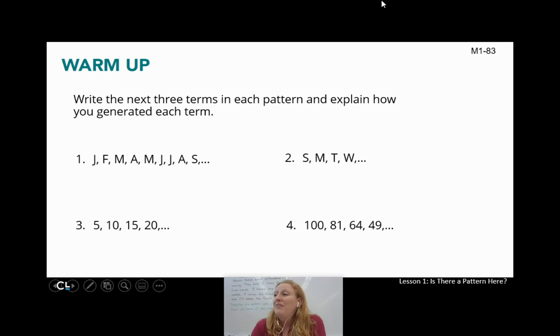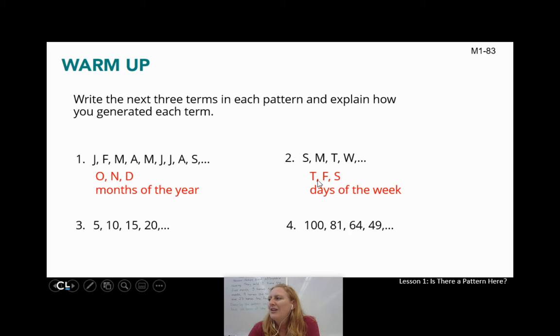So let's talk. If you were having a hard time with the first two, I would start thinking about a calendar. If you thought about a calendar, hopefully you realized these were the months of the year. This was January, February, March, April, May, June, July, August, September, which means the next three would be October, November, and December, O-N-D. I also thought of a calendar when I looked at number 2. Those are the days of the week, Sunday, Monday, Tuesday, Wednesday. So the next three would be Thursday, Friday, Saturday, TFS, because they are the days of the week.